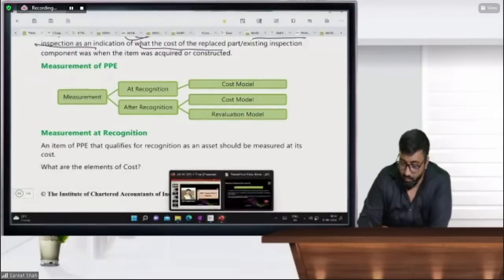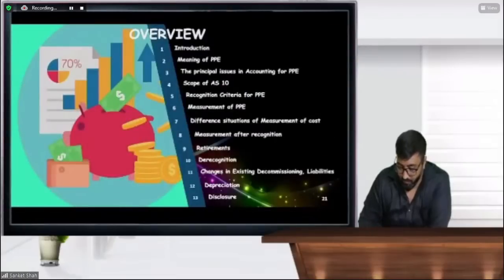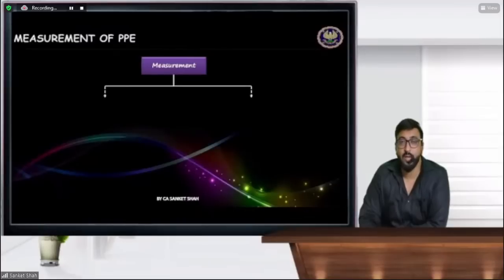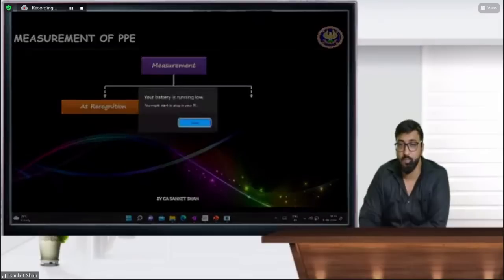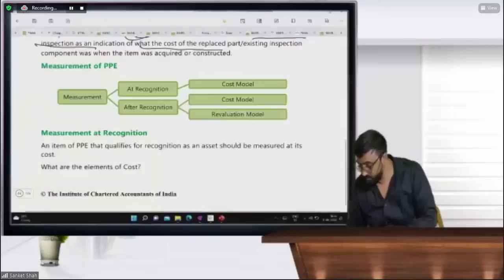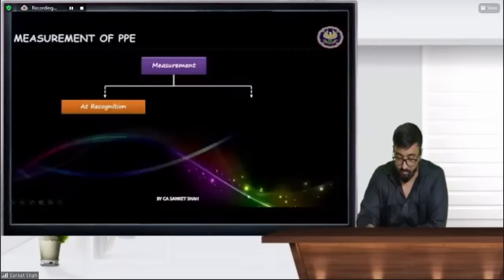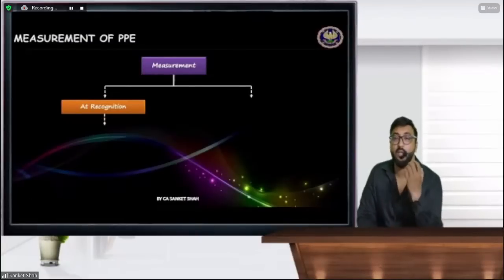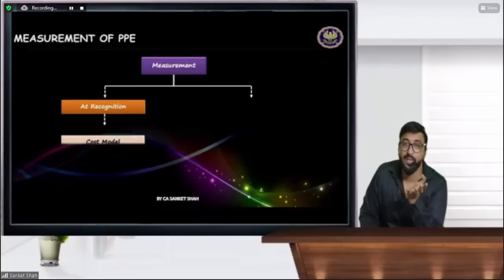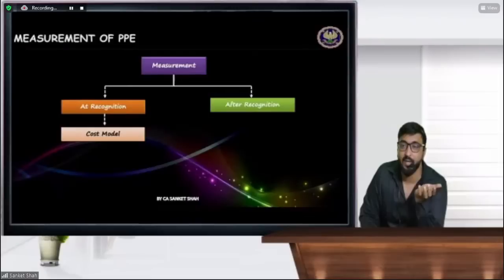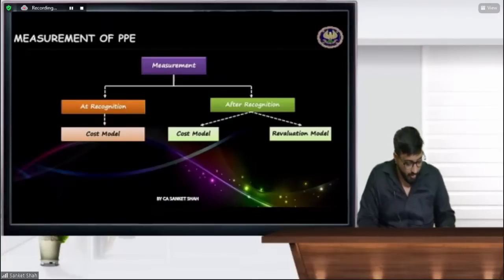Chalo, we will move to the next concept now: how to measure it. The measurement part. Measurement we have to do at the time of recognition and after recognition. At the time of recognition, which means the first time when you are calculating it, you always use the cost model. Which model, beta? Cost model. And afterwards, after recognition, you will use either the cost model or the revaluation model. So you have two options, cost model or revaluation model.